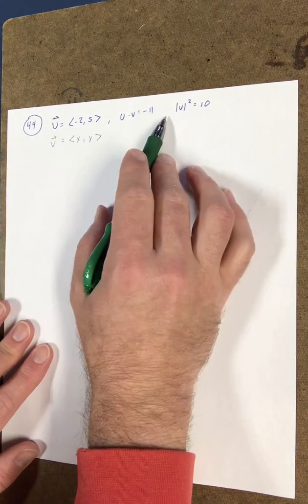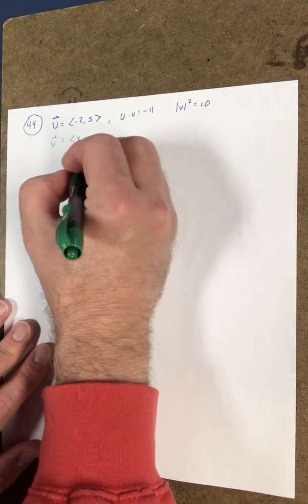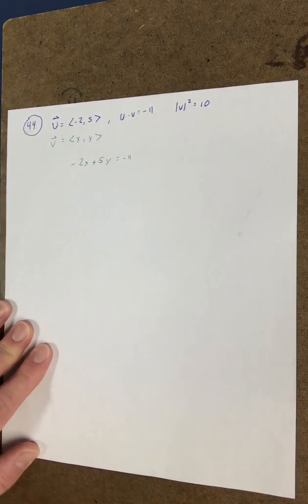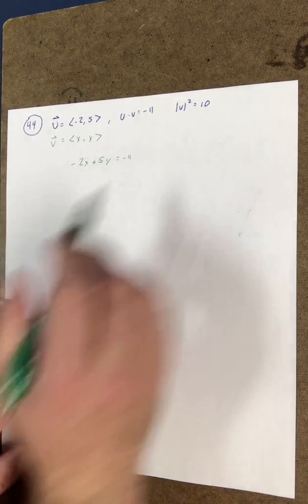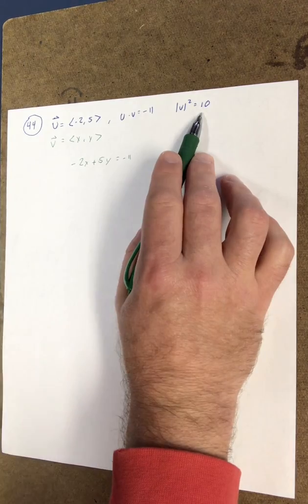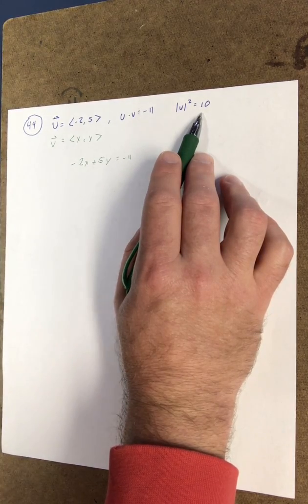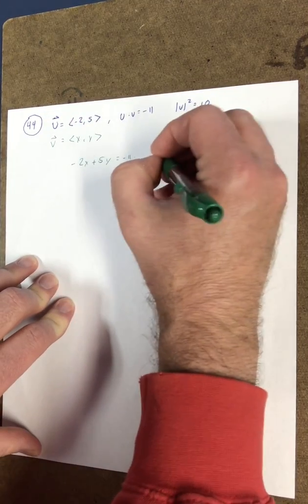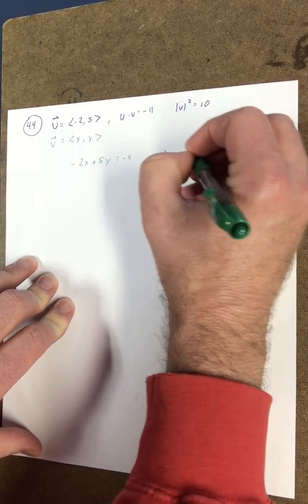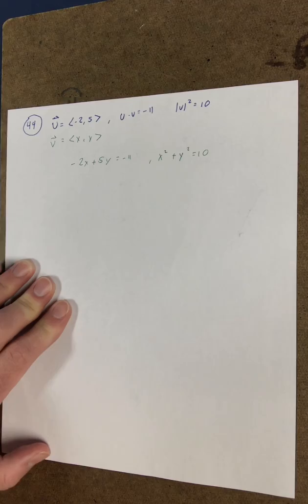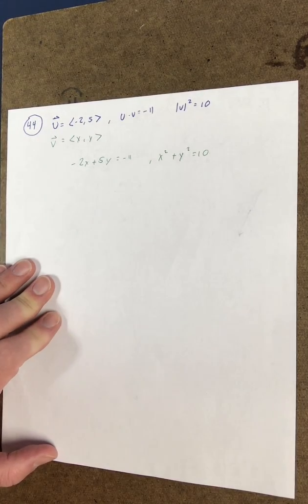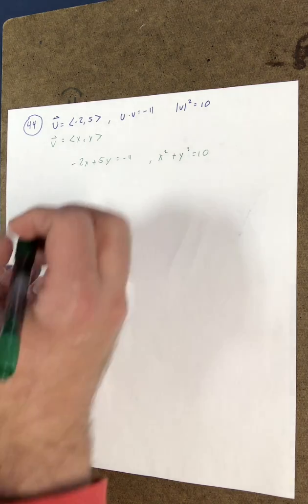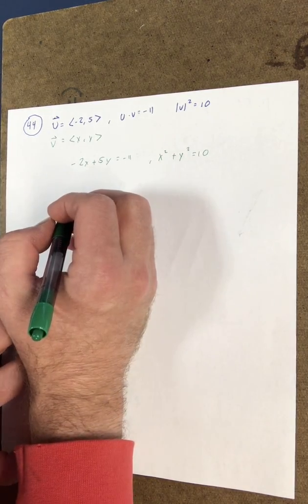If u dot v is negative 11, that would mean that negative 2x plus 5y equals negative 11. If the magnitude squared is 10, that would mean that x squared plus y squared is equal to 10. From here, this is going to be a systems of equations problem. It's not going to be a fun one.